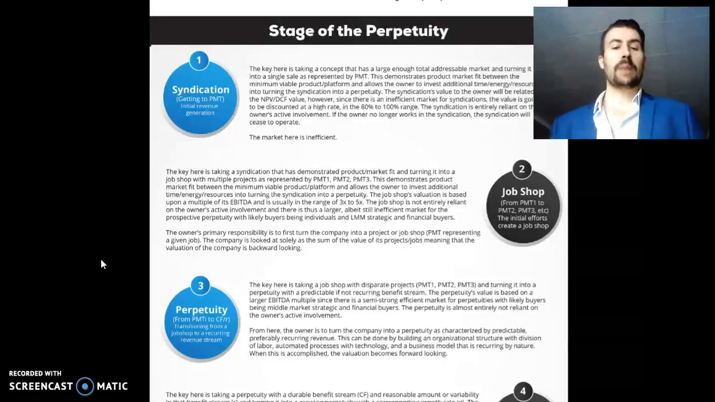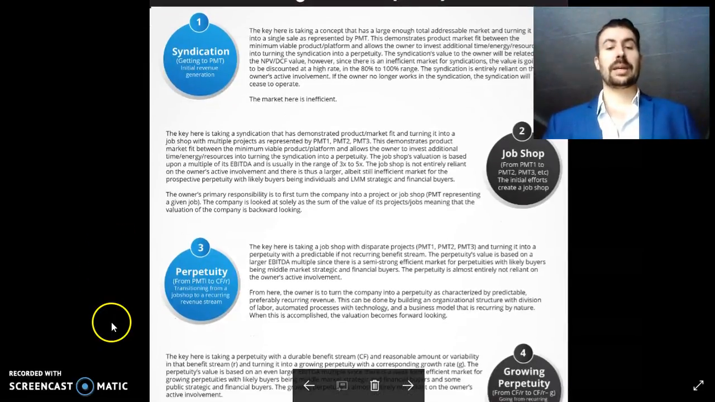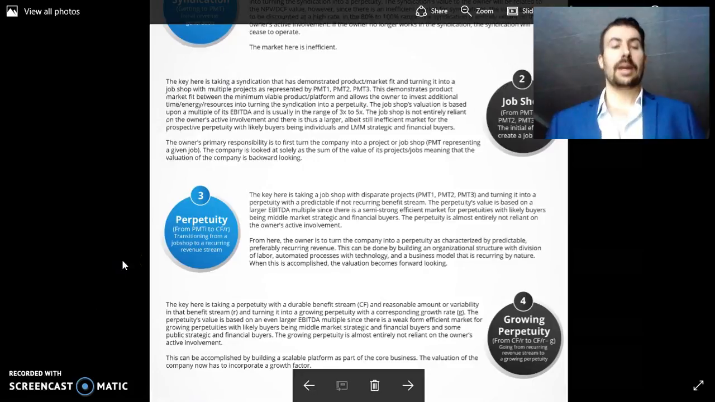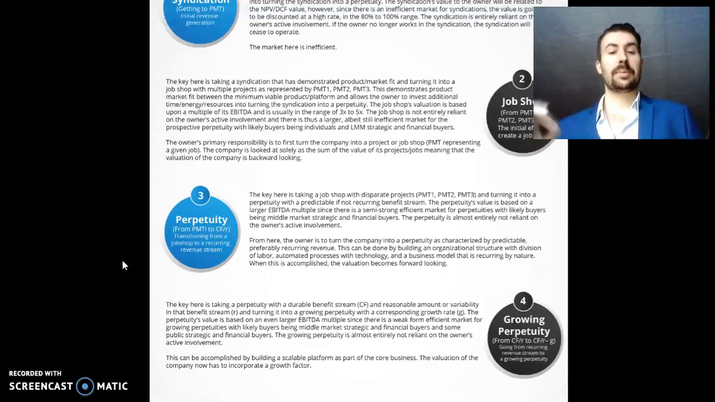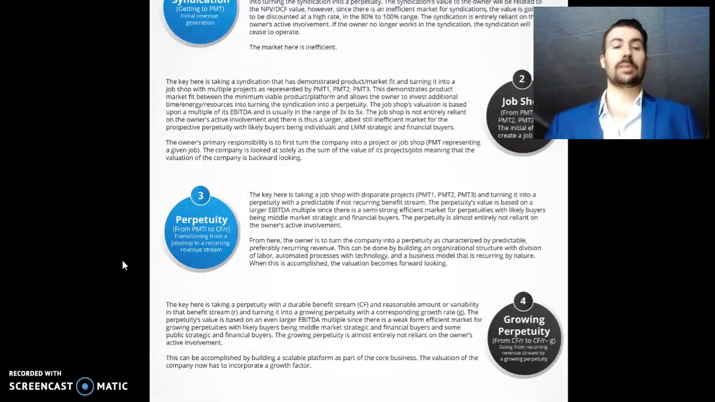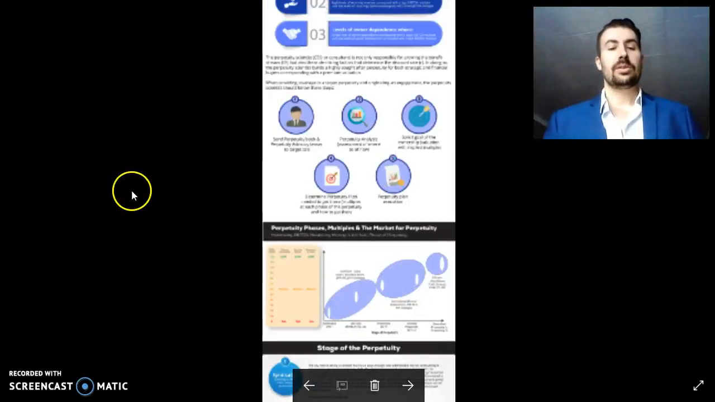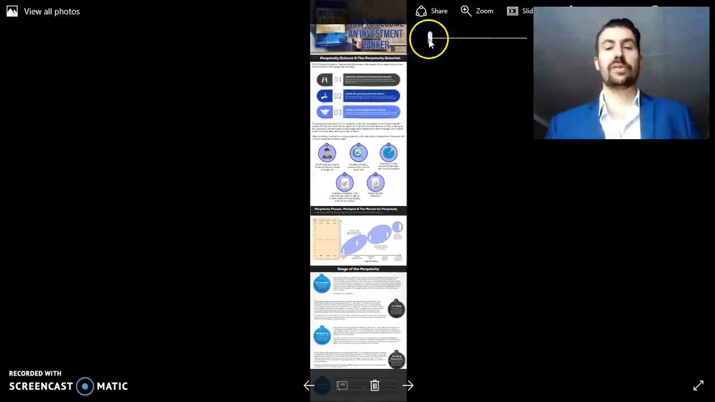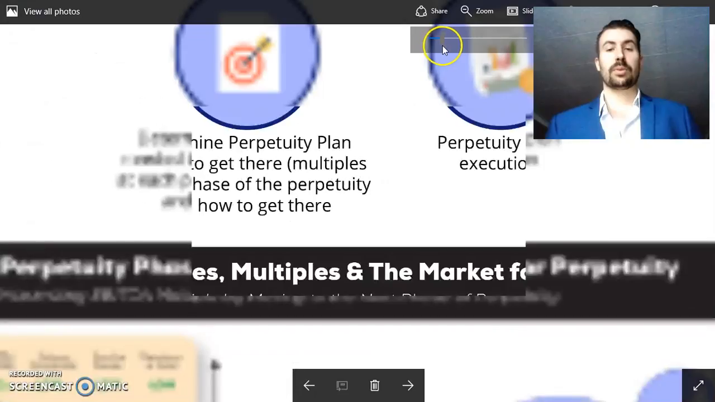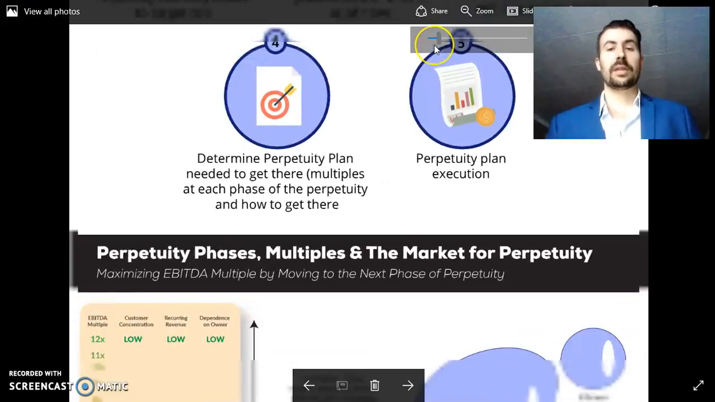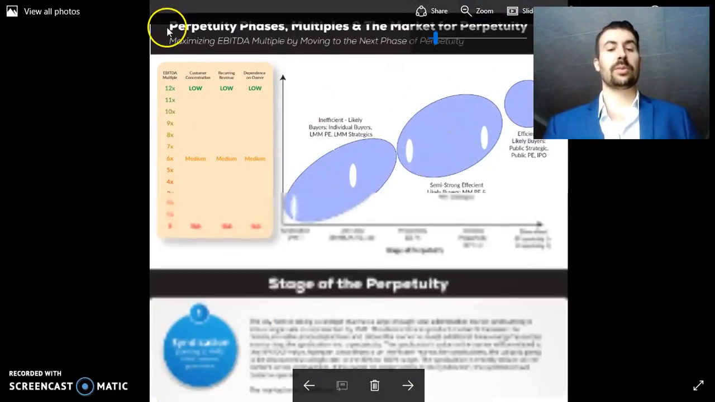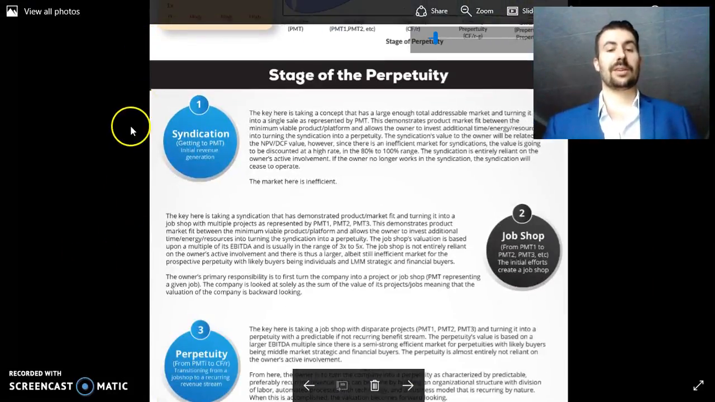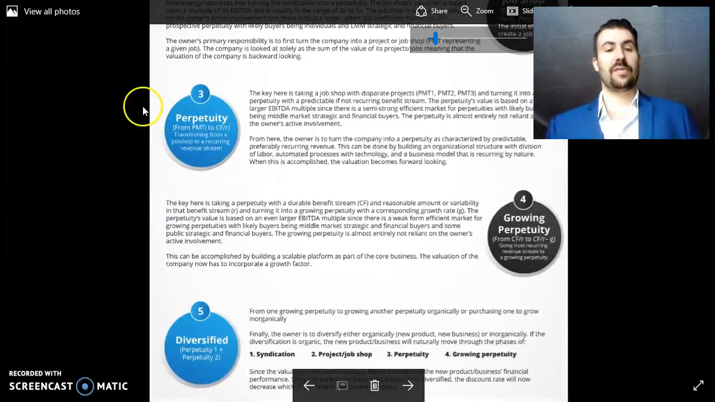So the owner's primary responsibility is to first turn the company into a project or a job shop, and then the company is looked at solely as the sum of the value of its projects and jobs, meaning that the valuation of the company is ultimately backward looking. So as we begin to move from job shop to perpetuity, the formula for valuing the company is ultimately going to change, as well as our key de-risking variables.